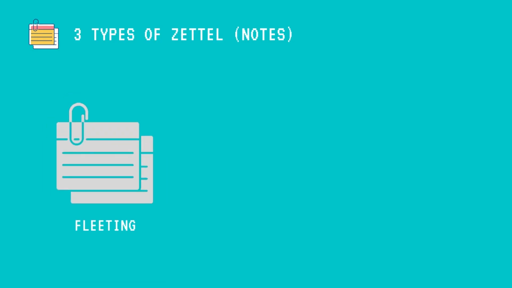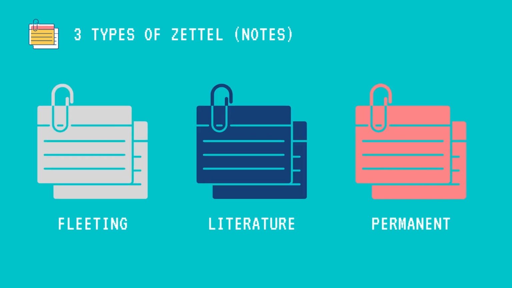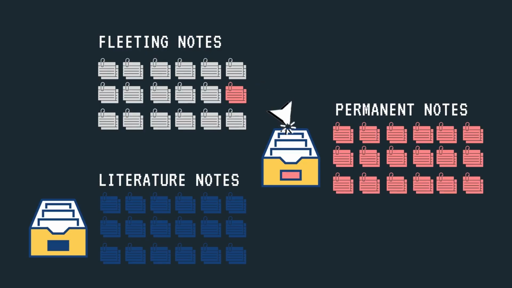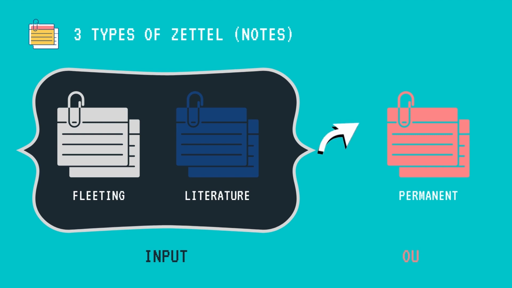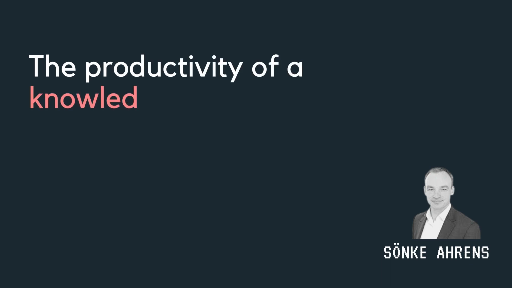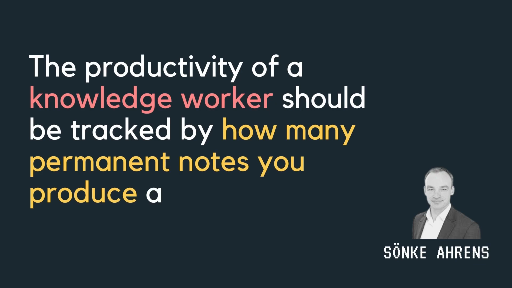So now we have fleeting notes from our day, we have literature notes from when we consume content and when we are learning. Then the third type of notes are permanent notes. We create permanent notes by reviewing what we've written in our fleeting notes and in our literature notes. So the input is the literature notes and the fleeting thoughts that you've had, and the output is the permanent note. And as researcher Sönke Ahrens says, the productivity of a knowledge worker should be tracked by how many permanent notes you produce a day.